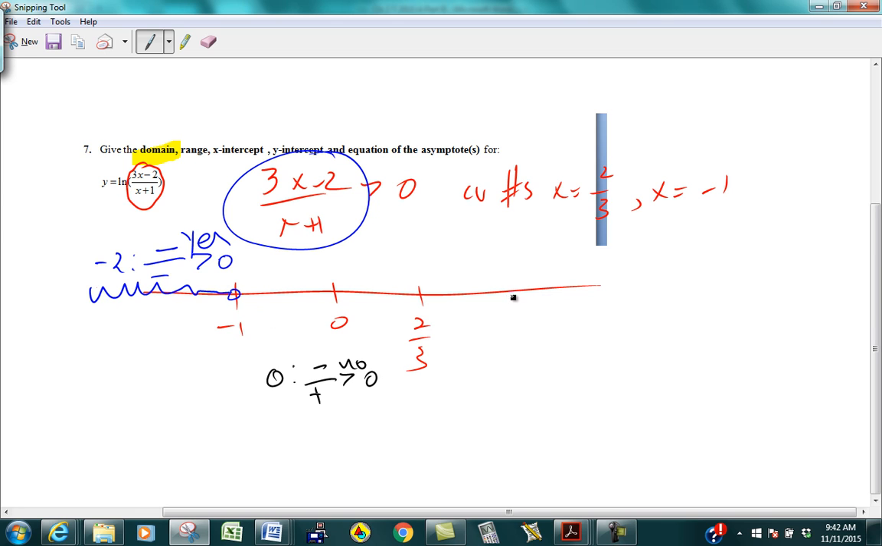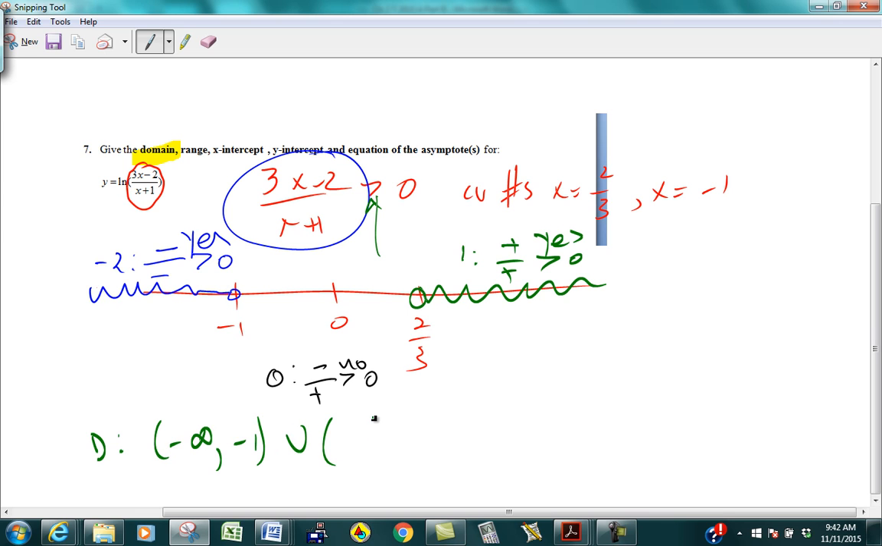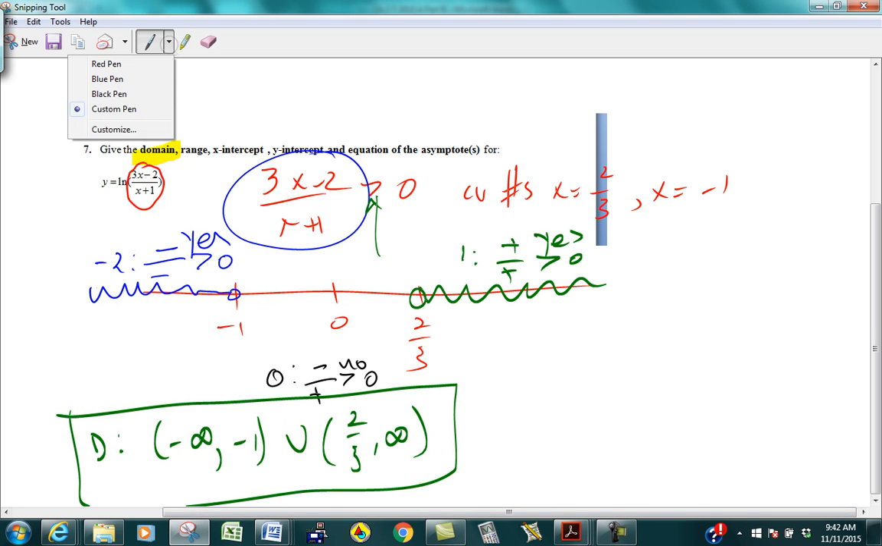And then you come out here and test yet another number, like maybe 1. You put a 1 in there, you have a plus at the top, a plus at the bottom, greater than 0. Sure enough, it's greater than 0. Open circle, because this is a strict inequality. So your domain is going to be minus infinity to minus 1, union 2/3 to infinity. That's your domain. 2 points for that. I'll go through the points in a minute.